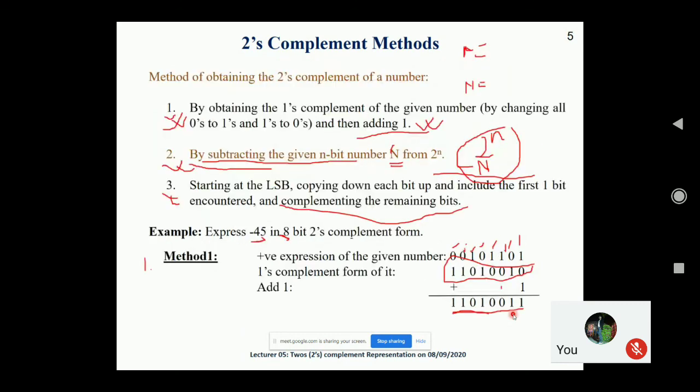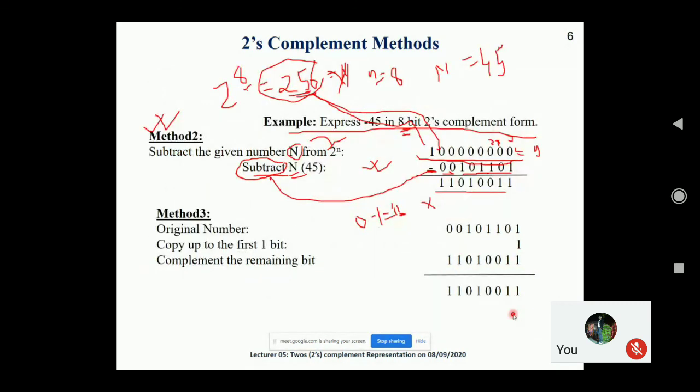Generally, people use the first method, but this method is also very good. When your binary sequence is very large, you can use this one also. This third method is also very easy. And for the second method, if you are comfortable with subtraction, then you can use that method. Okay. So any doubt about method 1, method 2, method 3?